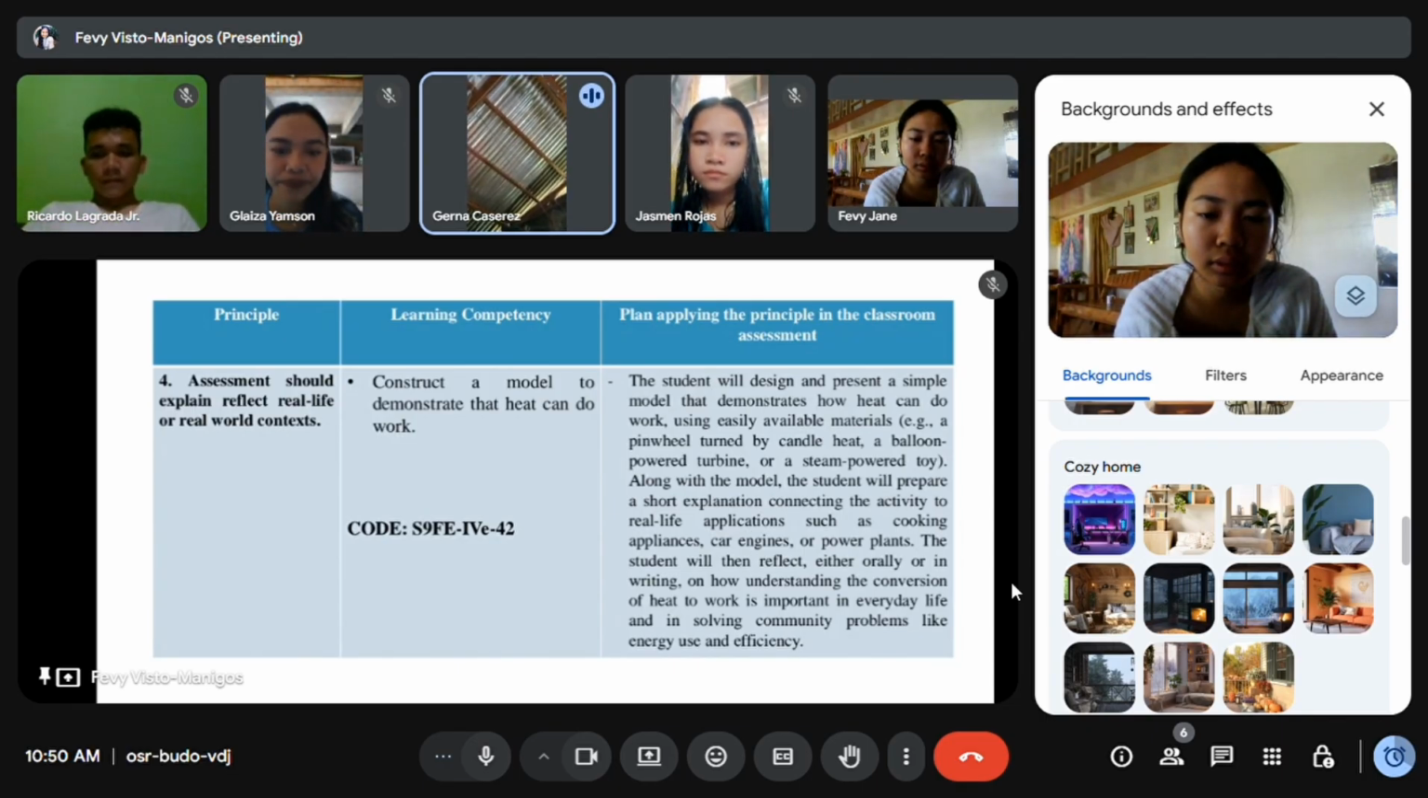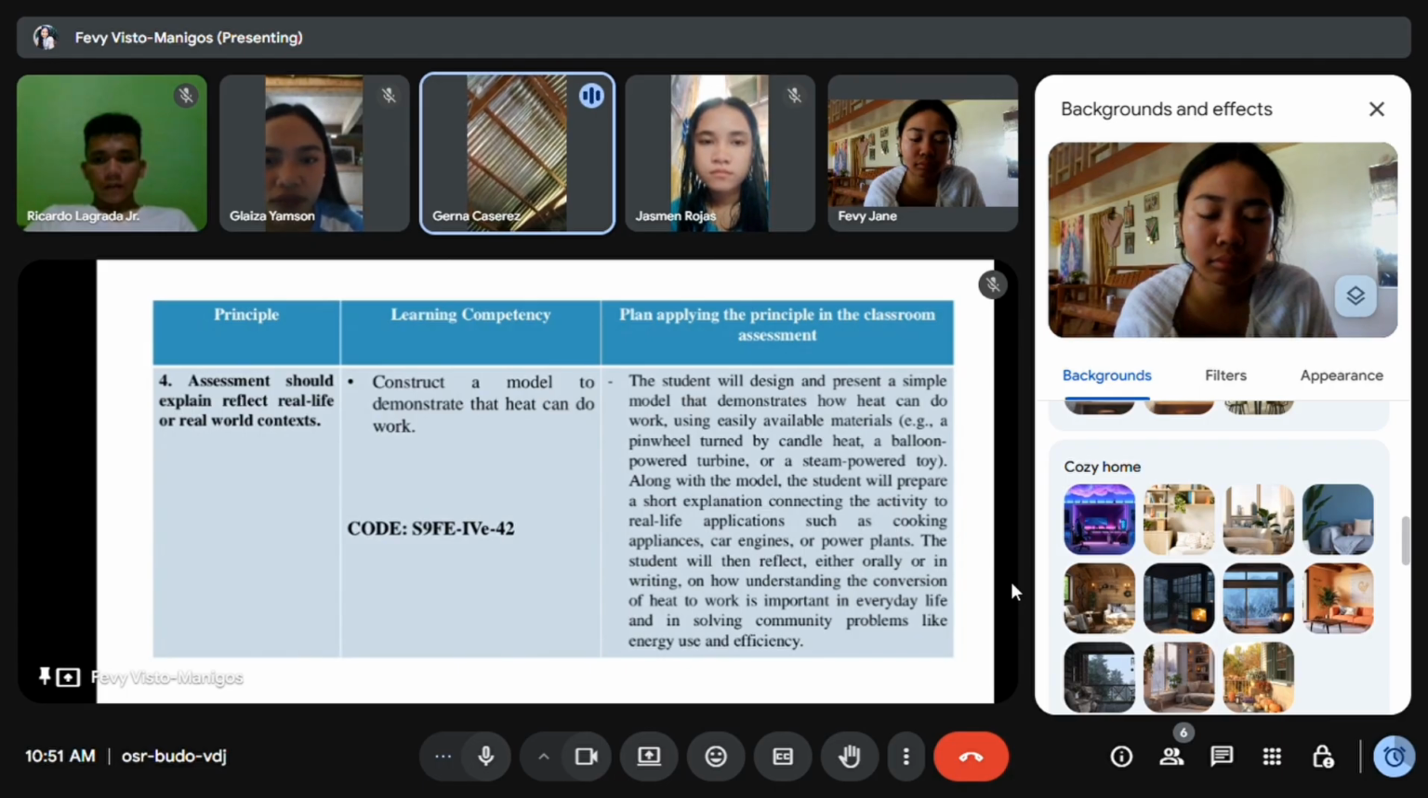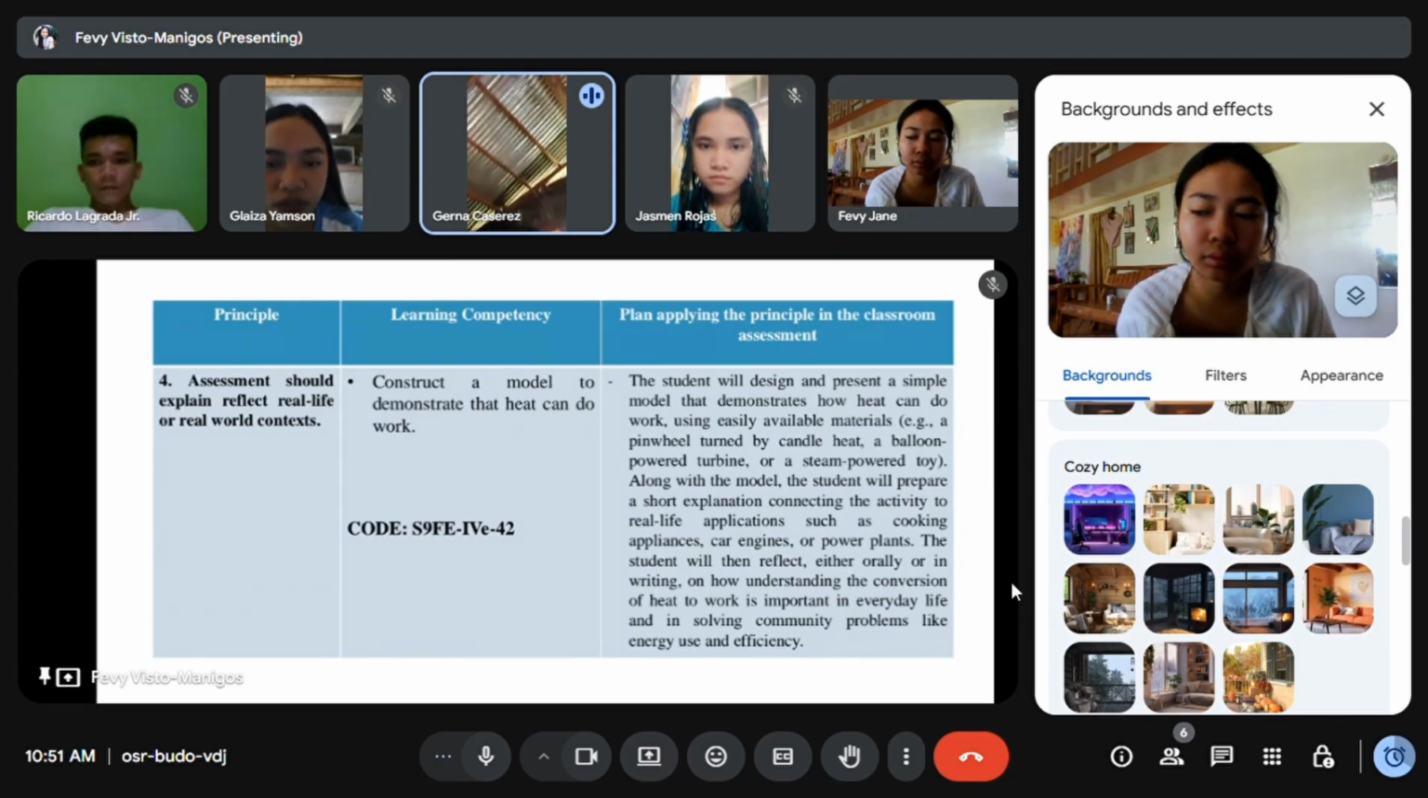Along with the model, the student will prepare a short explanation connecting the activity to real-life applications such as cooking appliances, car engines, or power plants. The student will then reflect, either orally or in writing, on how understanding the conversion of heat to work is important in everyday life and in solving community problems like energy use and efficiency.